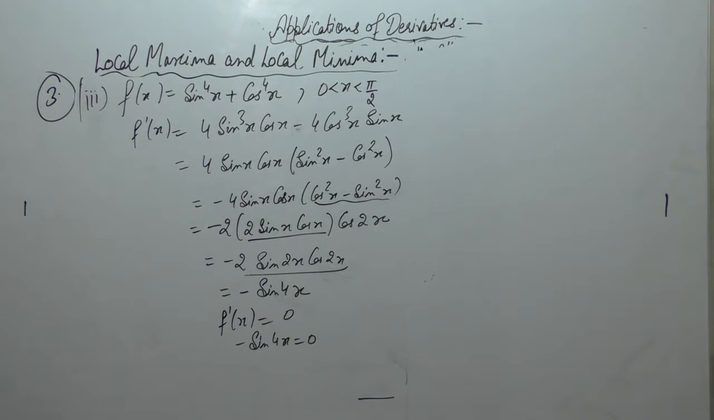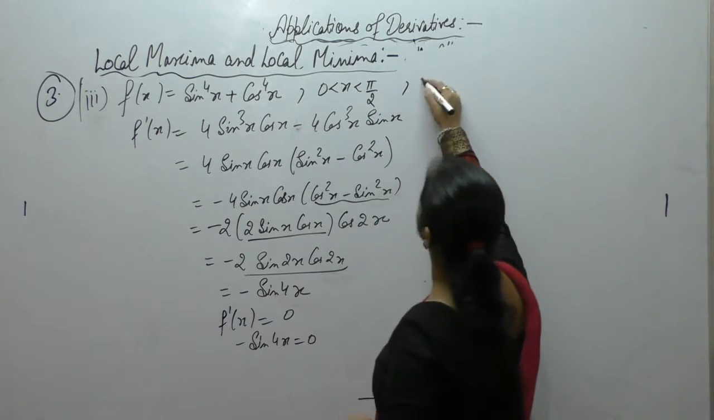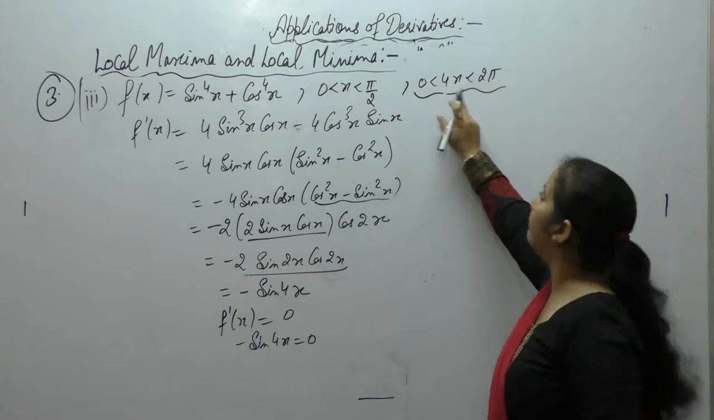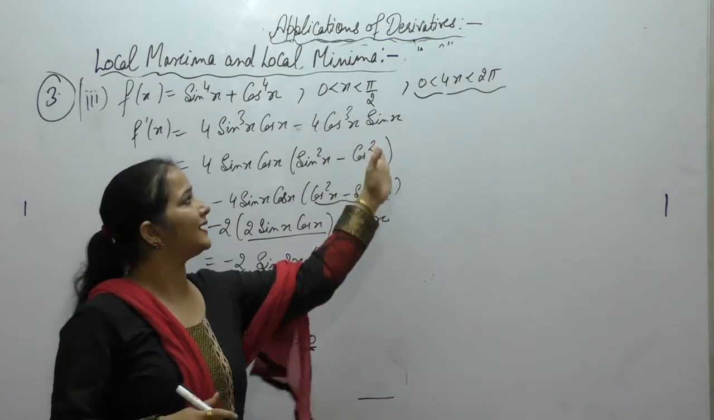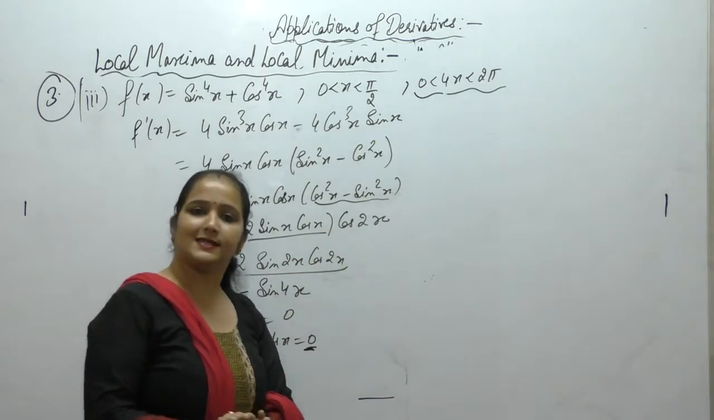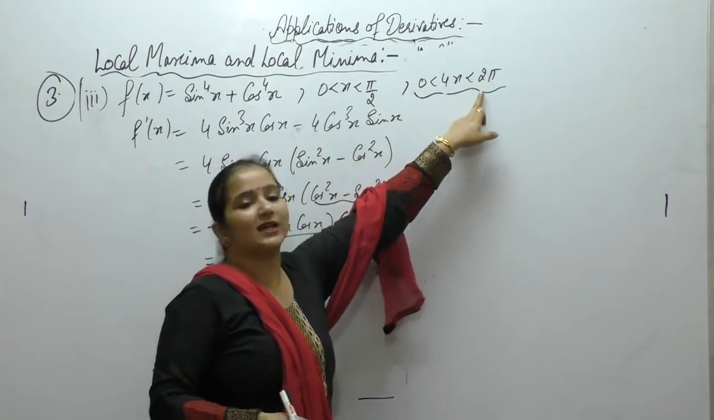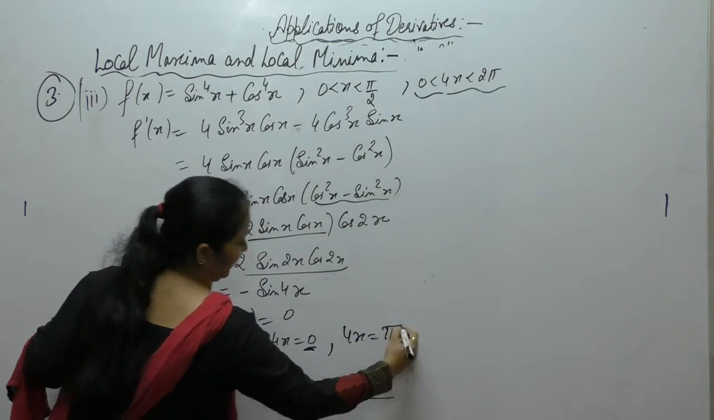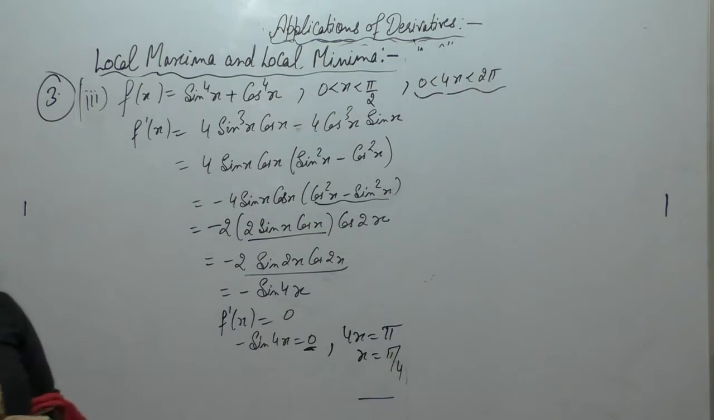Now the limit for x lies between 0 and π/2. But here the angle is 4x, so multiply by 4. So the limit lies between greater than 0 but less than 2π. Sine is equal to 0 for which value that lies between 0 and 2π? Sin 0 is 0, sin π, 2π, 3π are all 0. But here the function lies between 0 and 2π, therefore we write it as π. Sin π is 0. So we get x as π/4.